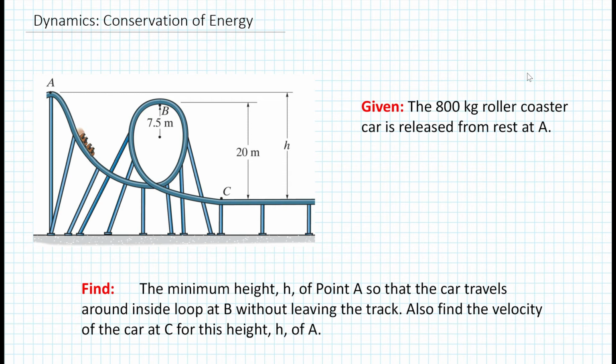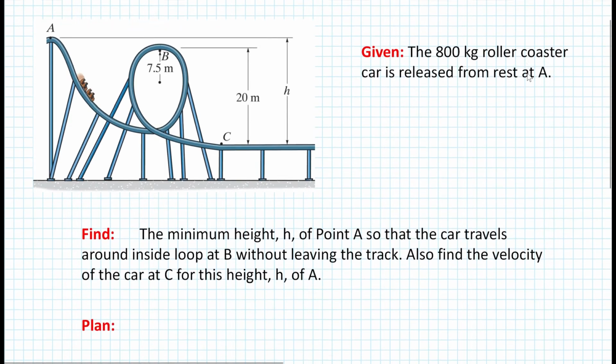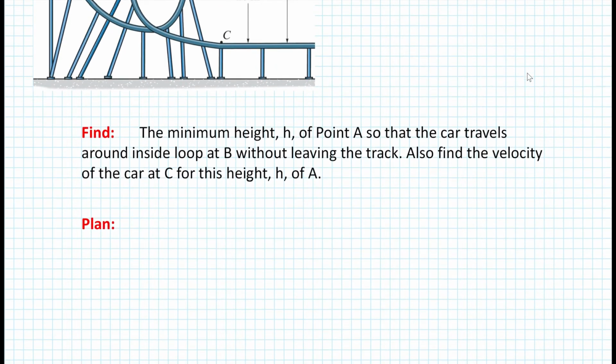In our next example, we're given that the 800 kilogram roller coaster car is released from rest at point A. We're asked to find the minimum height h of point A so that the car travels around the inside loop at B without leaving the track. We're also asked to find the velocity of the car at C for this height h of A. Understanding this, let's look into a plan to solve this.